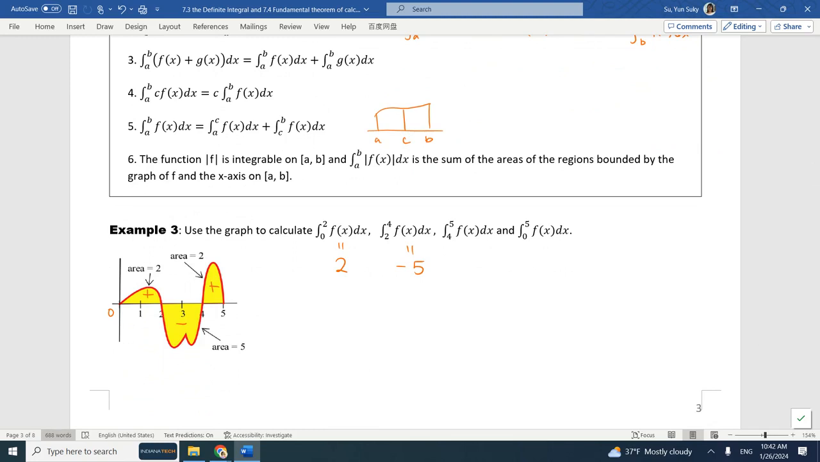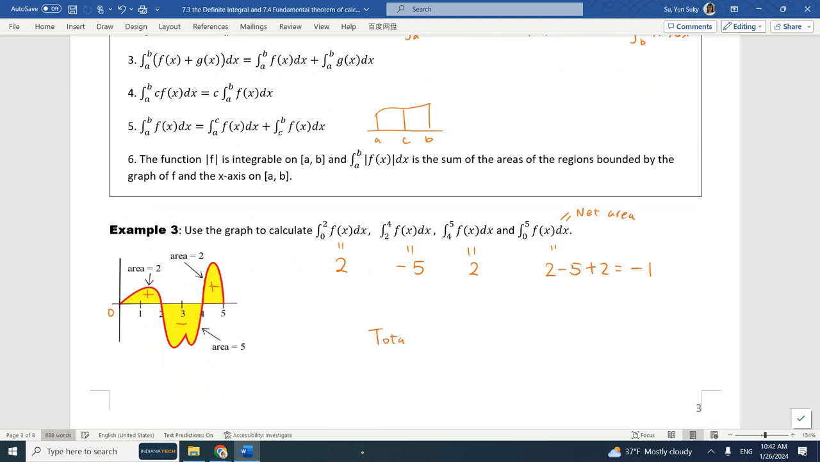Okay, Sarah, how about the integral from 4 to 5? 2, yes. So we got 2 here. And next page, how about the integral from 0 to 5? Yes, very good. We add them up together. Some of the positive cancel with the negative, right? So 2 minus 5 plus 2 is negative 1. That is the net area.